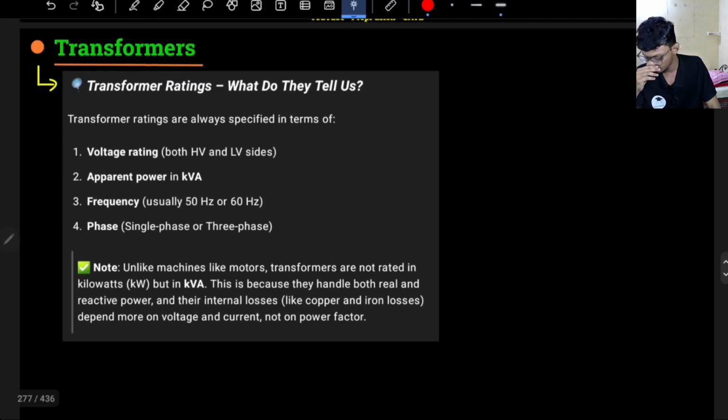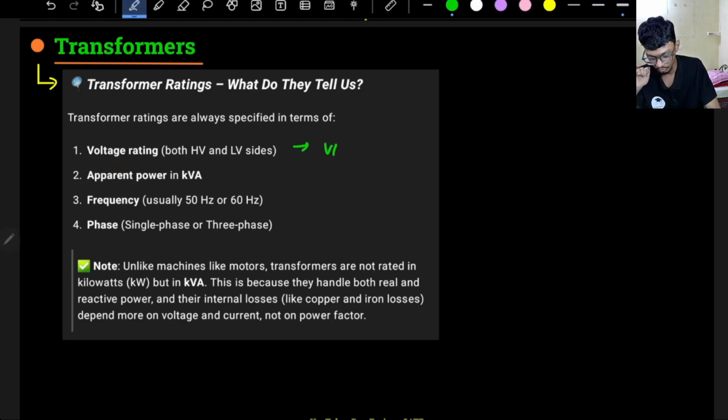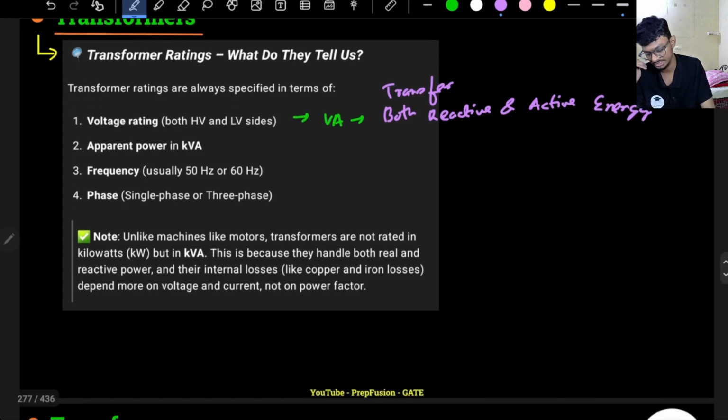Now let's briefly discuss the transformer ratings. What do they tell us? Transformer rating: volt ampere rating we have already discussed, and why do I define it in terms of volt ampere, not kilowatt? Because my transformer actually transfers both the reactive energy and the active energy. Of course there are some losses that I do understand, but as it transfers both, that's why the rating of a transformer is in kVA or MVA.